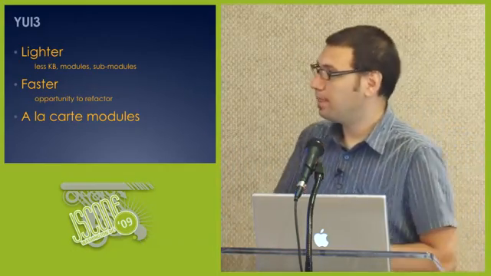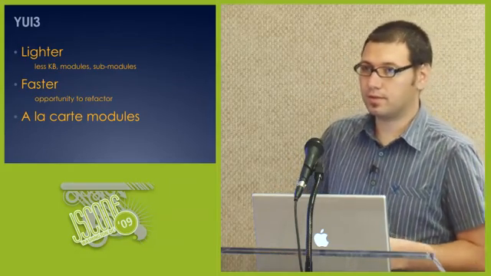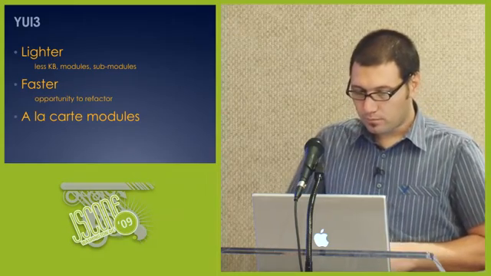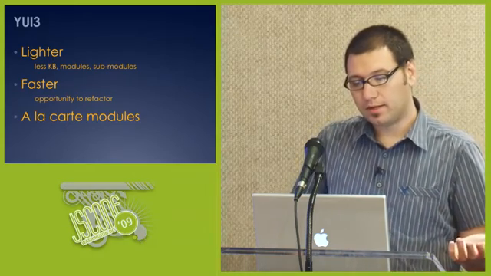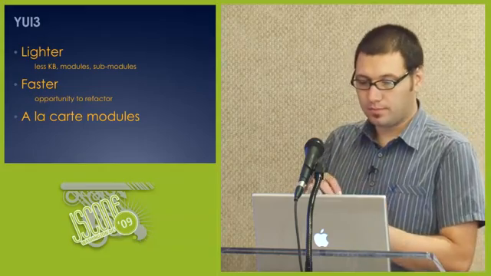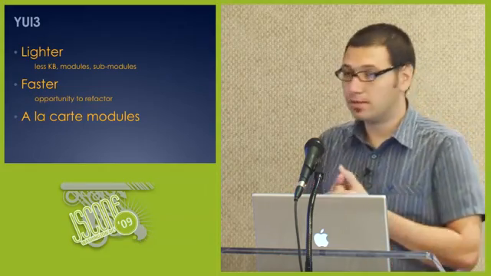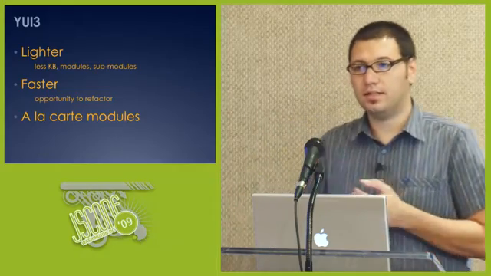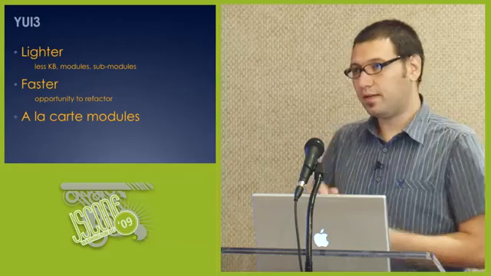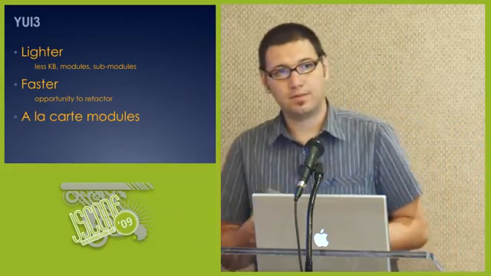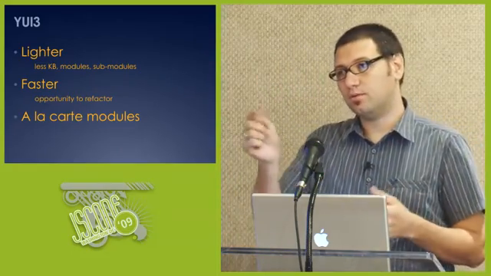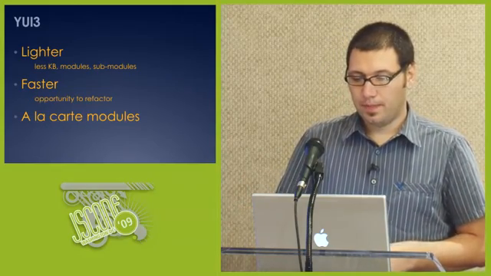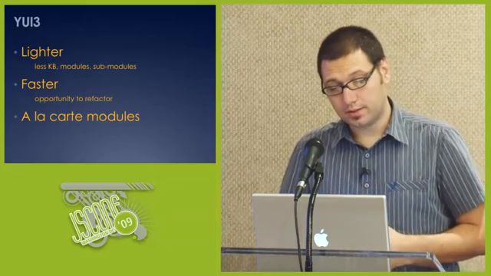So in YUI 3, first of all, it's lighter, so it's fewer kilobytes over the wire, but it also is more modularized, and it has modules and submodules, so you can more specifically define, okay, these are just the things that I need. I don't need all of these. So fine-grained control. And there's a configuration utility. You can say, okay, I want this, this, and that, and it gives you a URL that you can use. It's also faster.